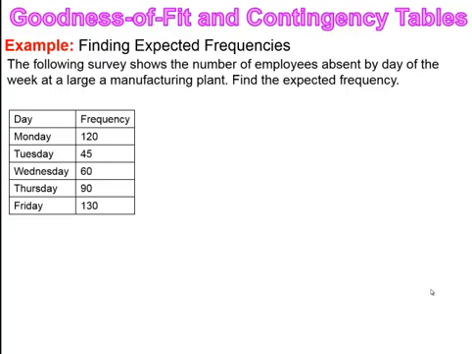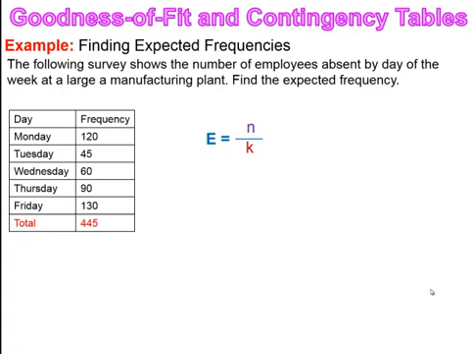So we're going to find the expected frequency. We have a frequency distribution table here. In order to find the expected frequency, the first thing you're going to need to do is find the total, so you're going to sum up the frequencies. Once you sum up the frequencies, we have a total from this sample of 445.